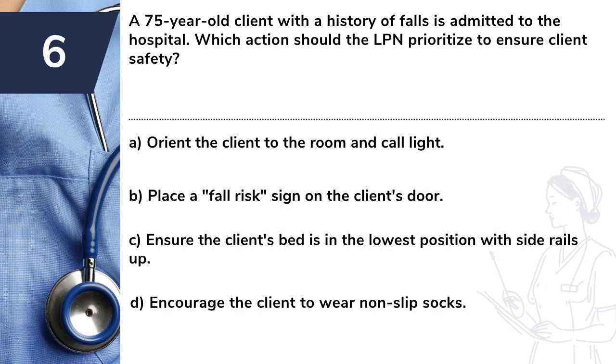Question 6. A 75-year-old client with a history of falls is admitted to the hospital. Which action should the LPN prioritize to ensure client safety? A. Orient the client to the room and call light. B. Place a fall risk sign on the client's door. C. Ensure the client's bed is in the lowest position with side rails up. D. Encourage the client to wear non-slip socks.